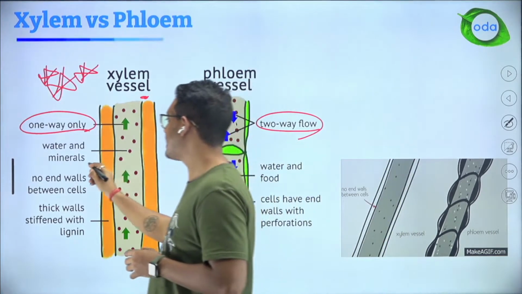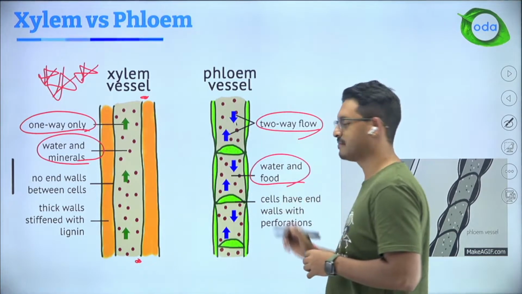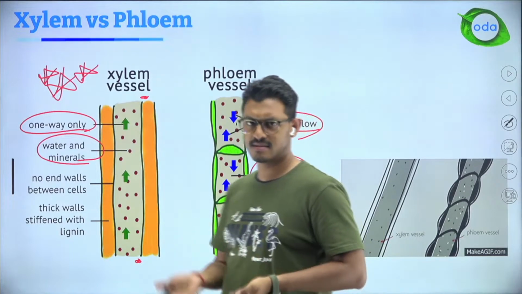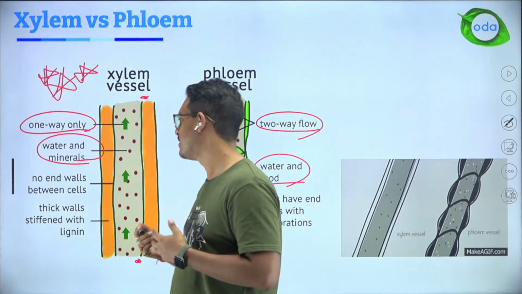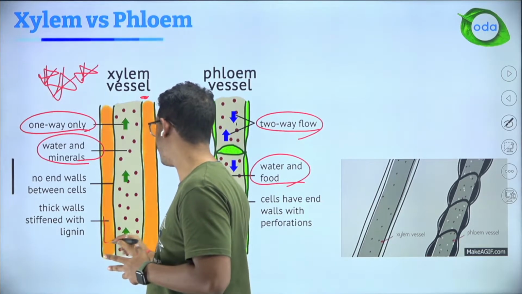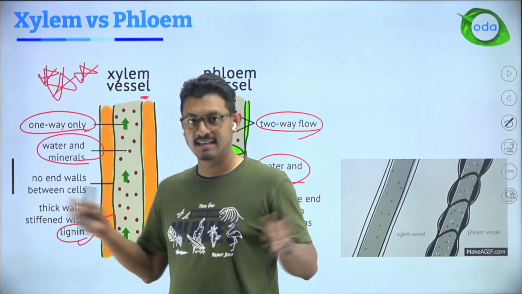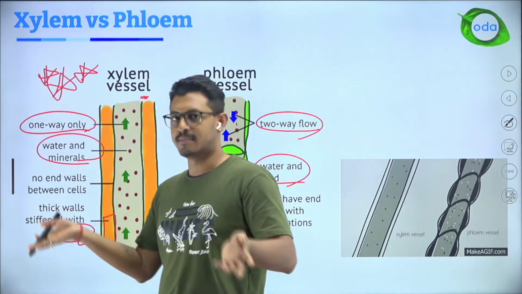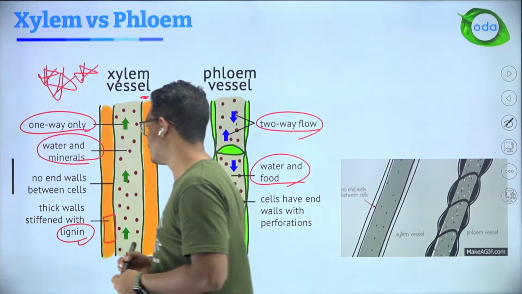On the other hand, xylem only carries water and mineral, whereas phloem carries water and food. Of course, water is required because it's a transportation, right? Whatever things are dissolved in the water is what is getting carried. When it comes to xylem, they will usually have a very thick wall, thickened with lignin, so that material that is being transported should not be able to leak out on the way. Then nothing will really reach.